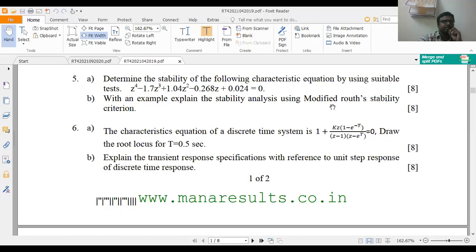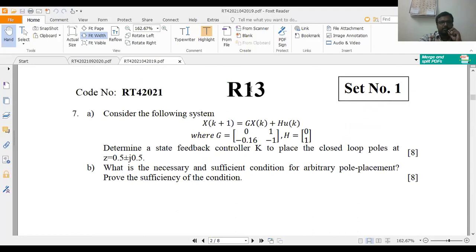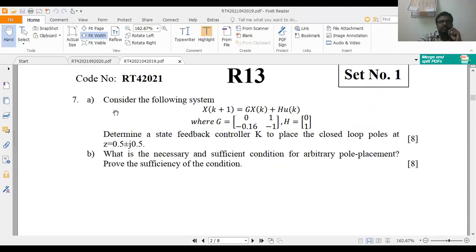That means with the substitution of z equal to 1 plus r divided by 1 minus r, we are going to get a characteristic equation in terms of r, and after that we have to frame the RH criteria table and we have to tell whether the system is stable or not. So it is a simple question.